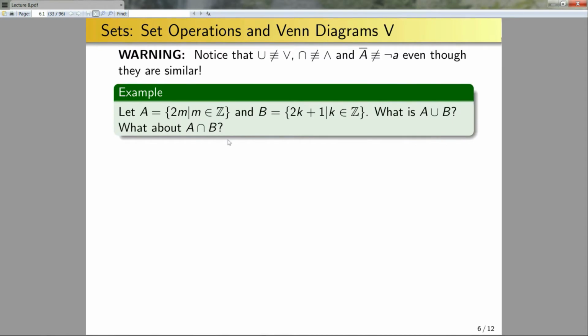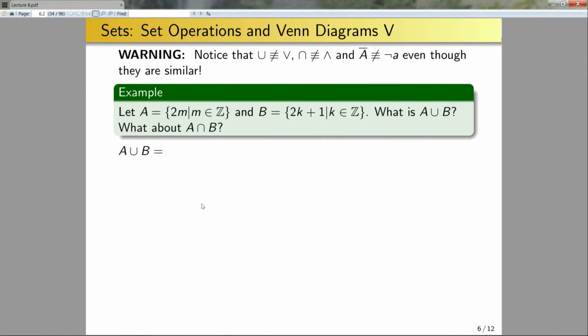So let A be the set of all elements of the form 2m, where m is an integer, and let B be the set of all elements of the form 2k plus 1, where k is an integer. What is A union B, and what is A intersect B? So just take a moment to try to do this on your own. So now let's go through the details. What is A union B?